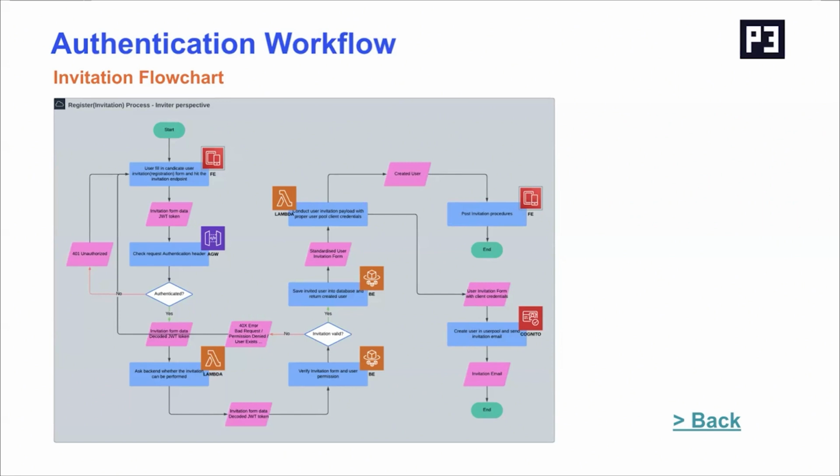If that user is valid, our backend will create that user first, and then return the valid response to the Lambda. And then Lambda will forward the request to the Cognito user pool, and then the user will actually be created in the Cognito user pool.